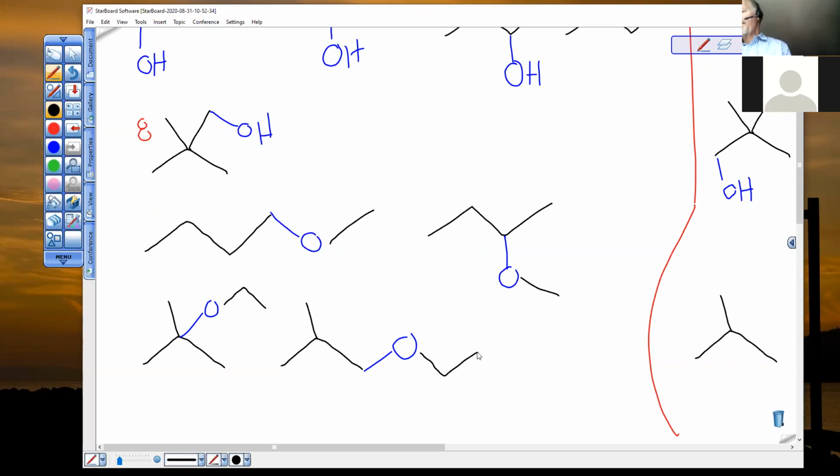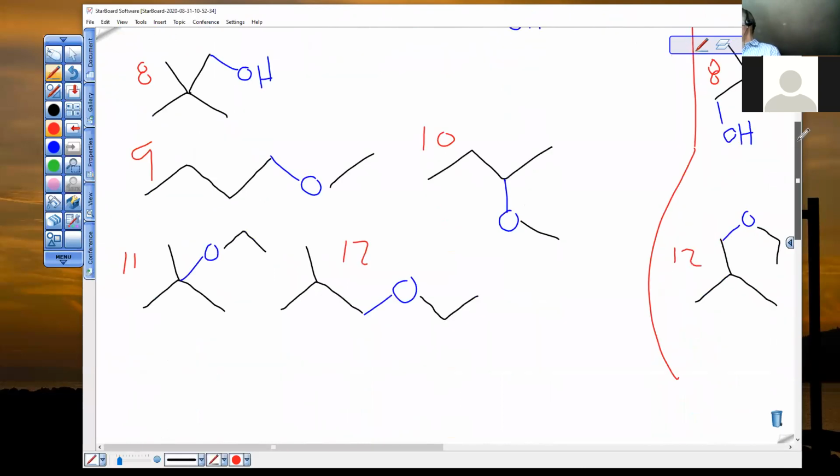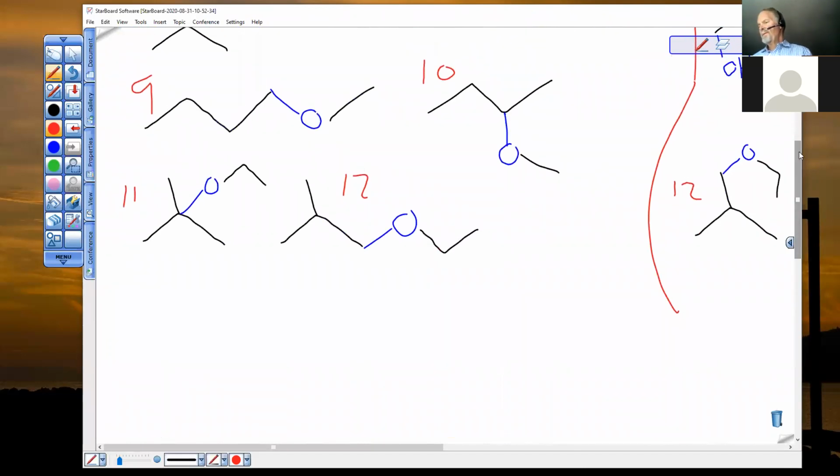Putting it off any of the other ends is the same, isn't it? That's the same as the second one there, which would be 9, 10, 11, 12. That's number 12. This was number 8. Number 4. Not unique. Okay.